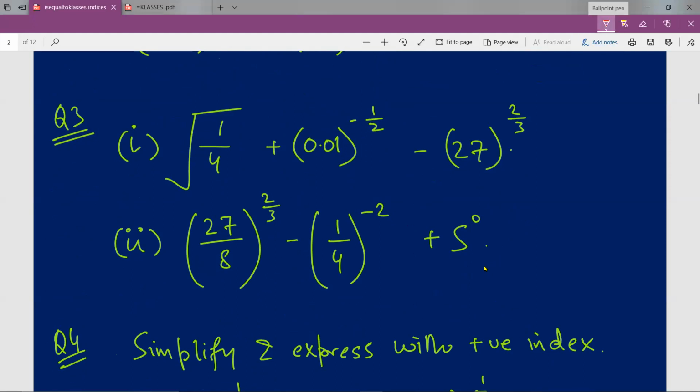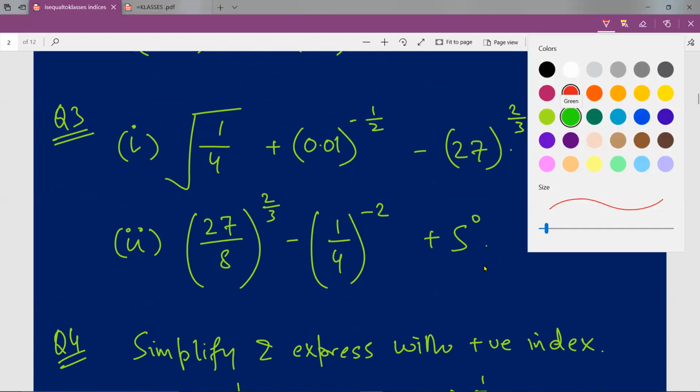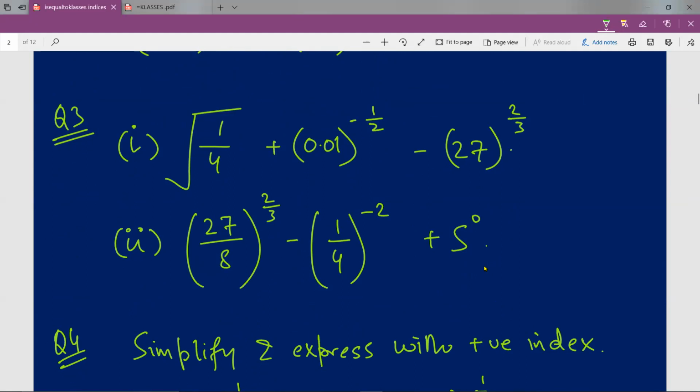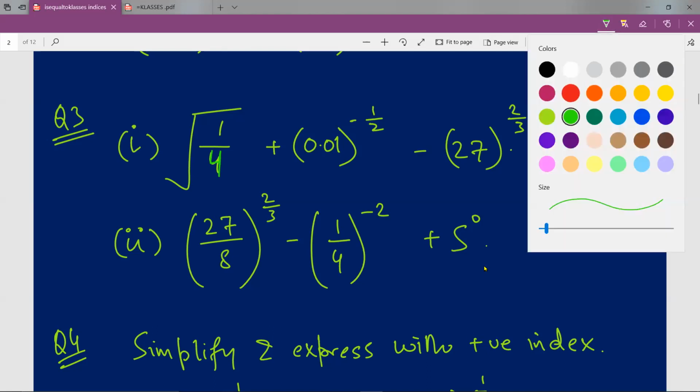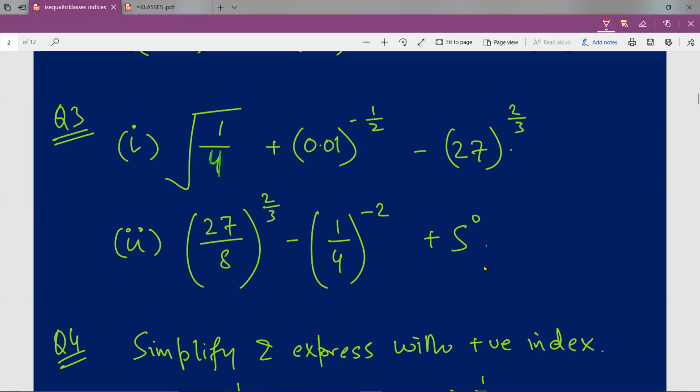Okay, so next, let's move on to the next question. 1 upon root 4 plus 0.01 raised to power minus half minus 27 raised to power 2 by 3. If you are following the lectures, then you would be knowing that I'll be reducing this 27 to 3 cube.